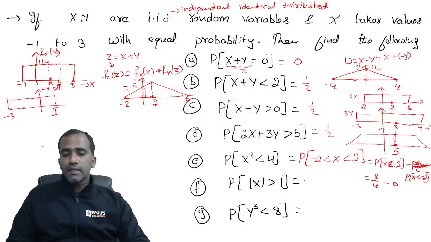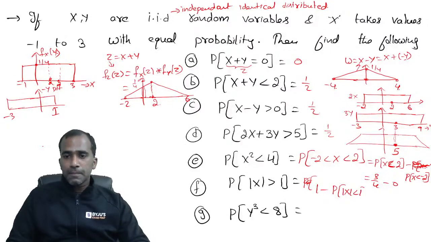How about mod x greater than 1? If you want mod x to be greater than 1, can we write it as 1 minus p of mod x less than 1? You can write it as 1 minus p of mod x less than 1, which means x should be between minus 1 and plus 1, correct?